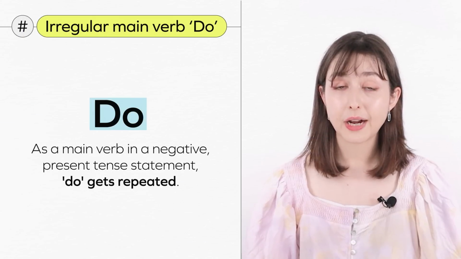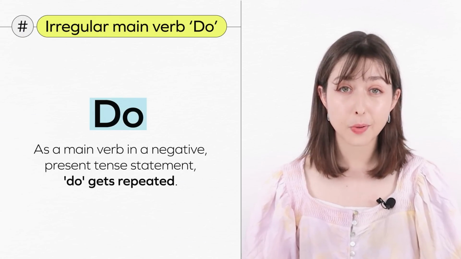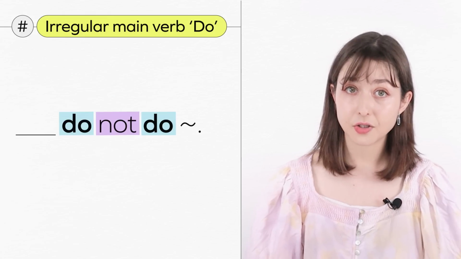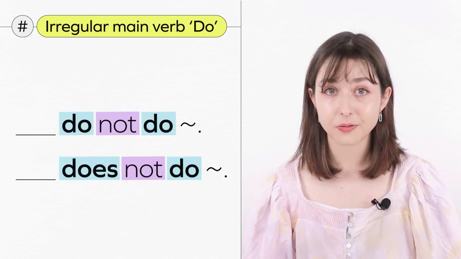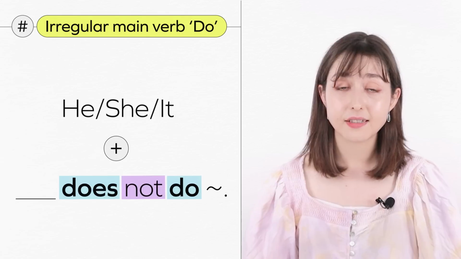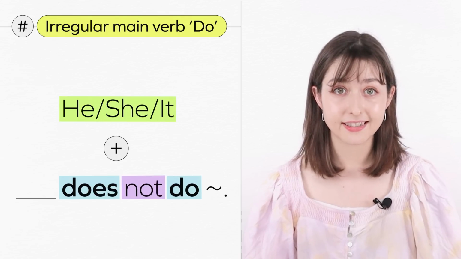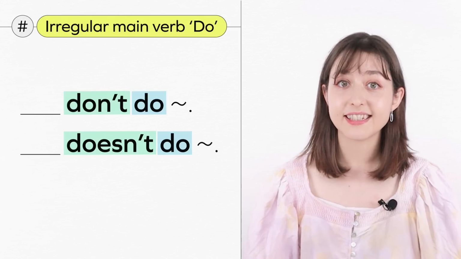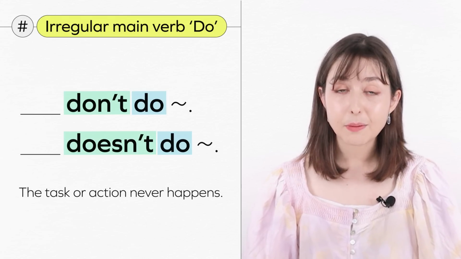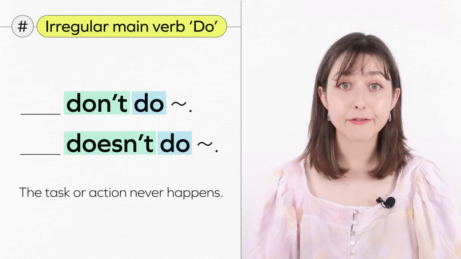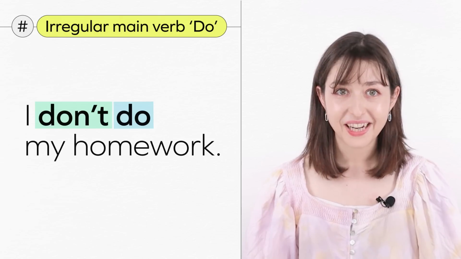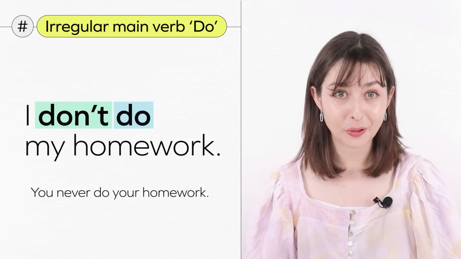When you're using do as a main verb in a negative present tense statement, do gets repeated. Do not do or does not do. Remember to use does when the subject is he, she, or it. You can make the contractions don't do or doesn't do. When you say this, it means the task or action never happens. For instance, I don't do my homework. This means you never do your homework.